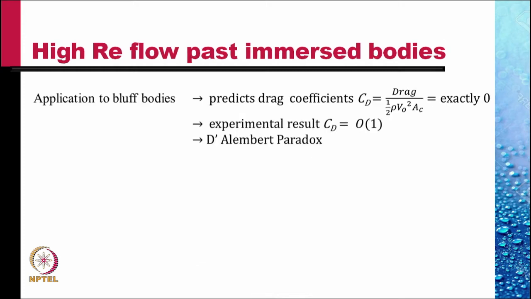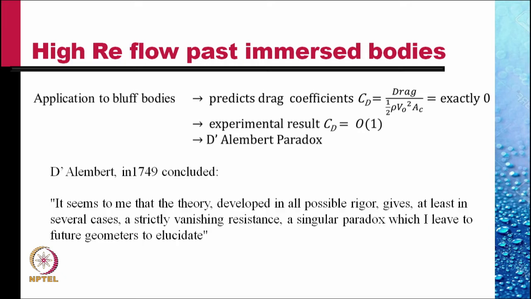However, when you apply it to bluff bodies, it again predicts the drag coefficient to be exactly 0. But experimentally, we obtain a drag coefficient of order 1. This leads to a paradox that is known as D'Alembert's paradox. D'Alembert in 1749 concluded, "It seems to me that the theory developed in all possible rigor gives, at least in several cases, a strictly vanishing resistance for drag, a singular paradox which I leave to future geometers to elucidate."